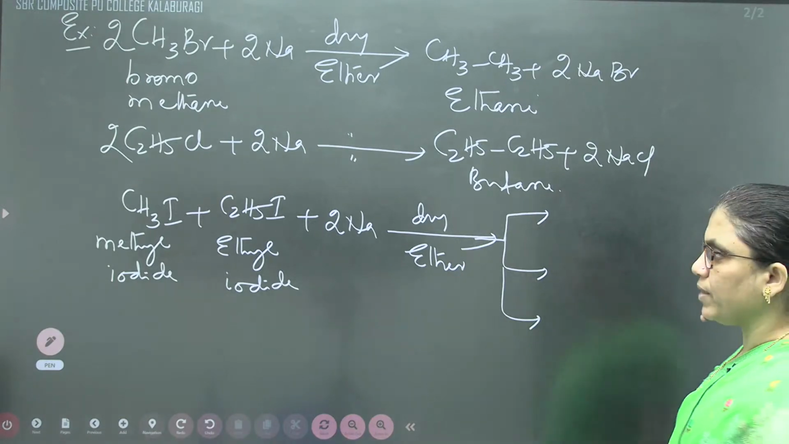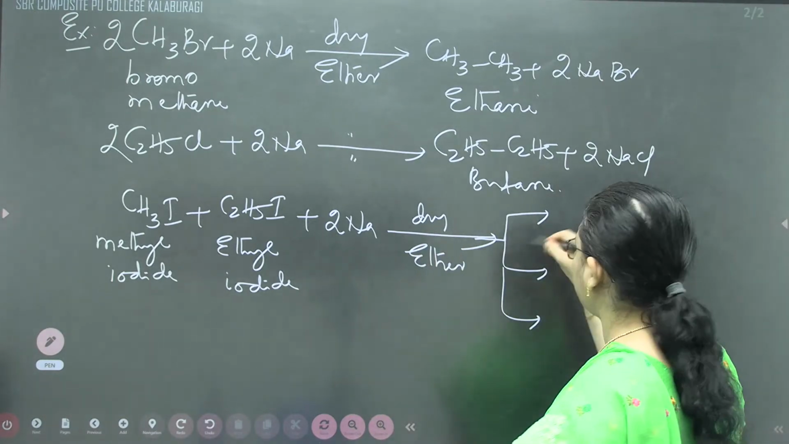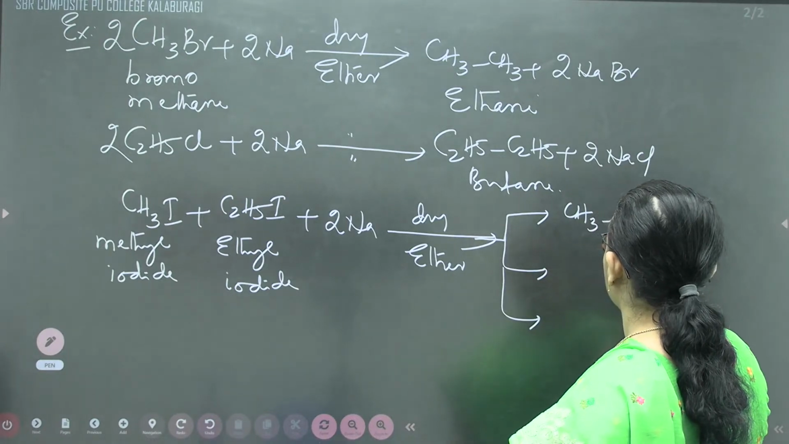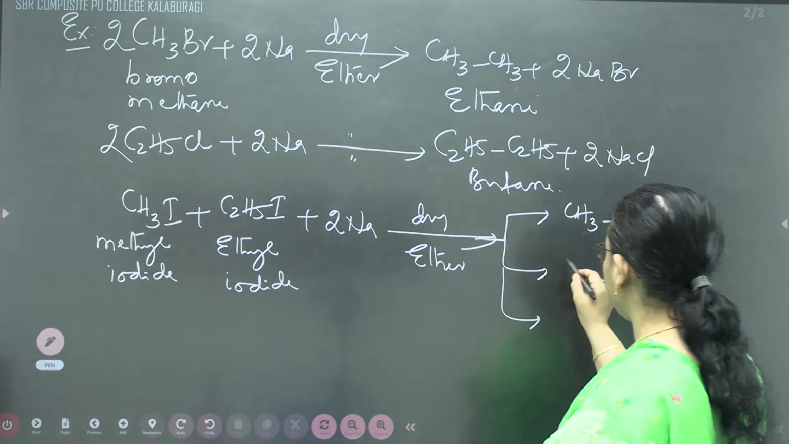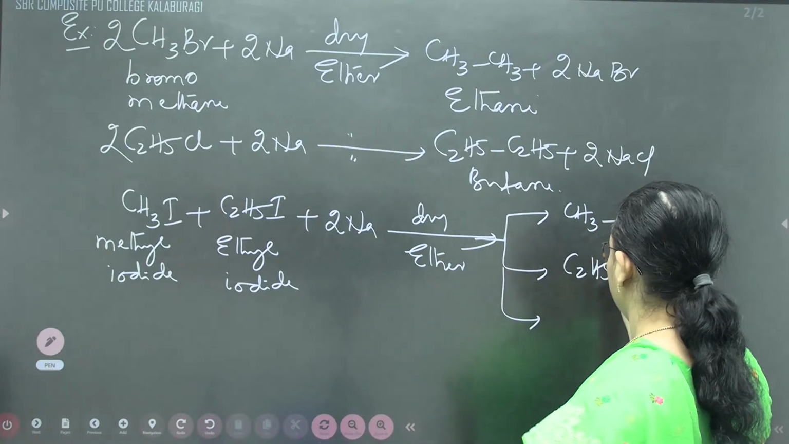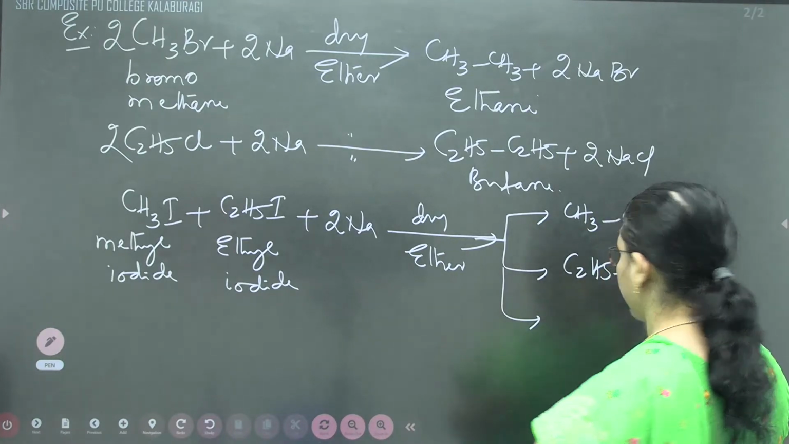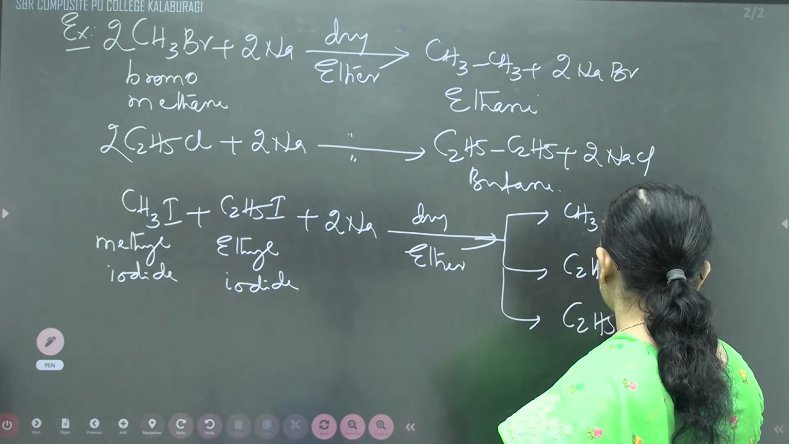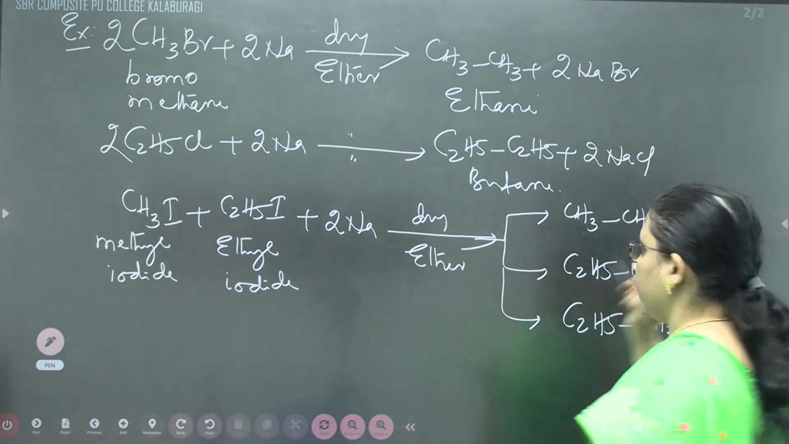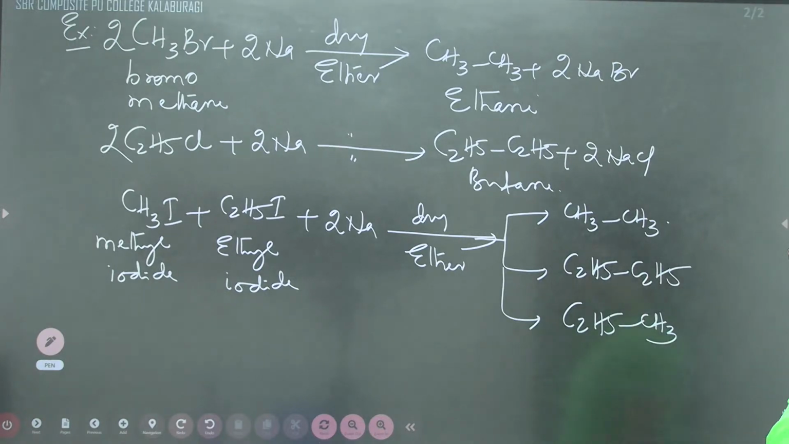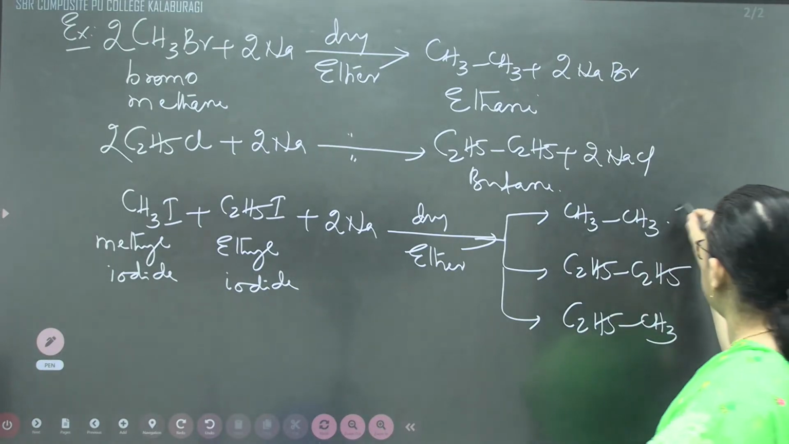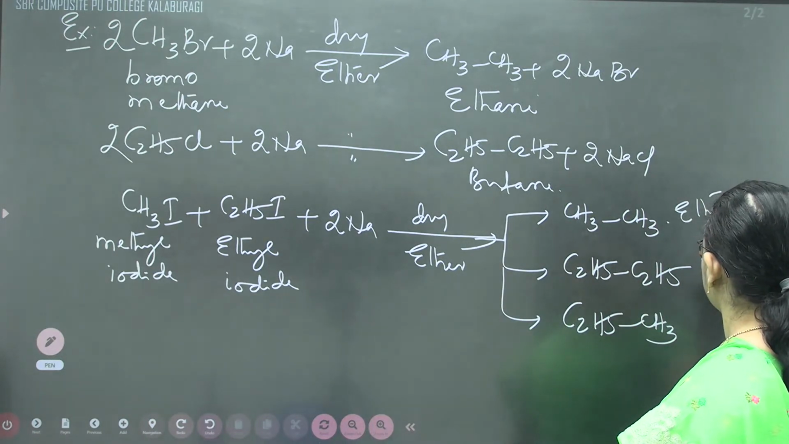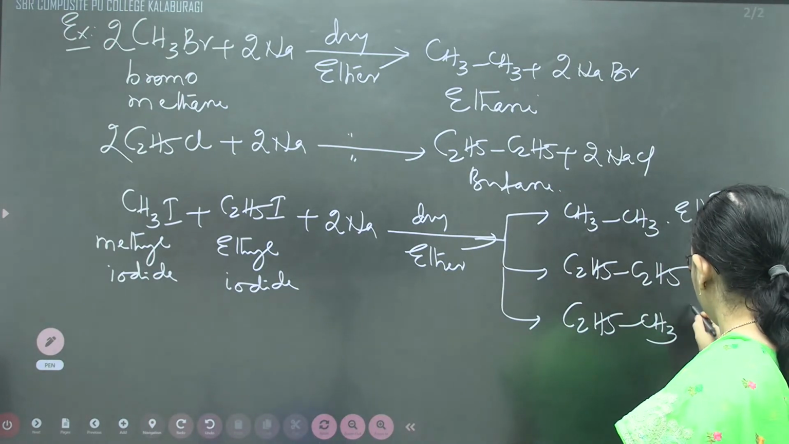We will get 3 hydrocarbons. Methyl reacts with methyl to form ethane. Ethyl with ethyl gives butane. Ethyl with methyl produces propane. So this is ethane, this is butane, and this is propane.